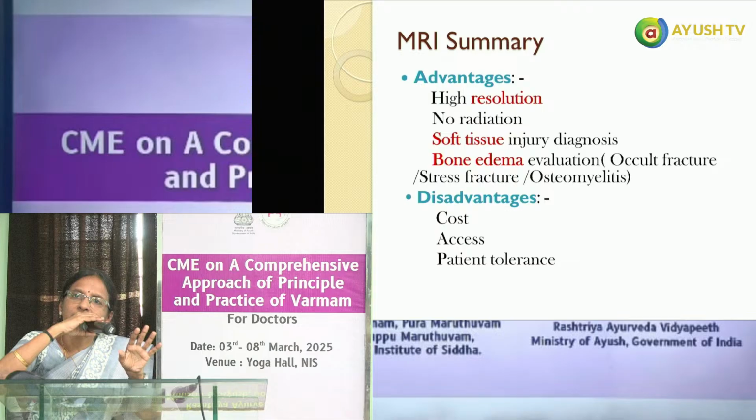Advantages will be high resolution, there is no radiation, MRI is important for soft tissue injury diagnosis, and bone edema evaluation, it has been repeated everywhere. Occult fractures, stress fractures, osteomyelitis, bone edema is important. Disadvantages are cost, accessibility is very low, and patient tolerance is very low for an MRI scan.